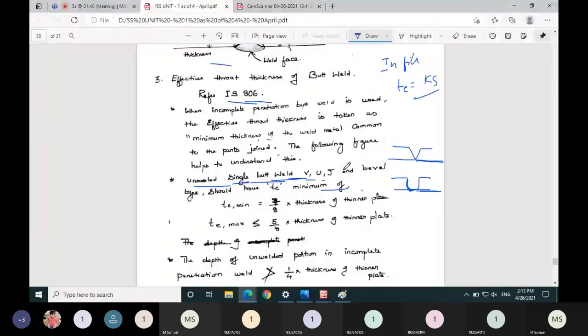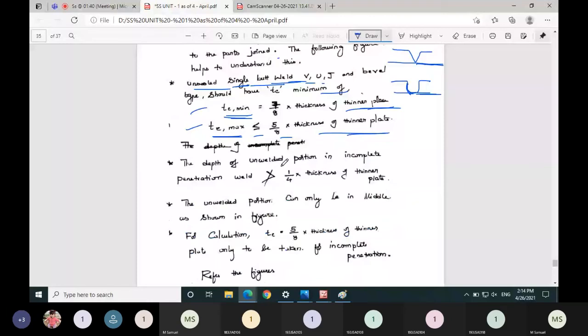If that is the case, the minimum throat thickness should be 7/8 times the thickness of the thinner plate. And the maximum throat thickness should be less than 5/8 of the thickness of the thinner plate. That is, the throat thickness should not exceed the limit based on the thickness of the thinner plate. So this is the minimum limit and this is the maximum limit. We are going to use these in problems. You have to remember this is as per code, you can just refer to this code.